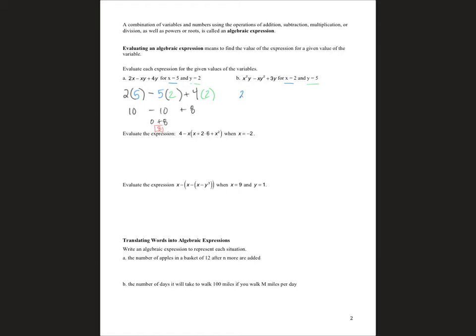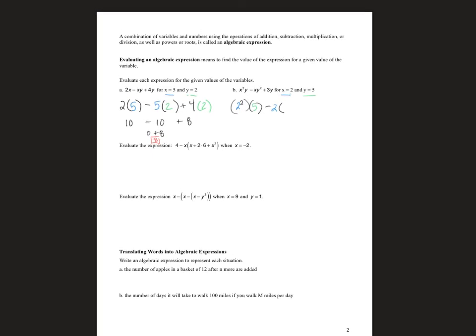So I'm going to get 2 squared times y, which is 5, minus x, which is 2, times y, which is 5, and that is going to be squared, plus 3 times y, which is 5. Continuing, I now see I have some exponents that I want to go ahead and simplify. So let's go ahead and simplify those.